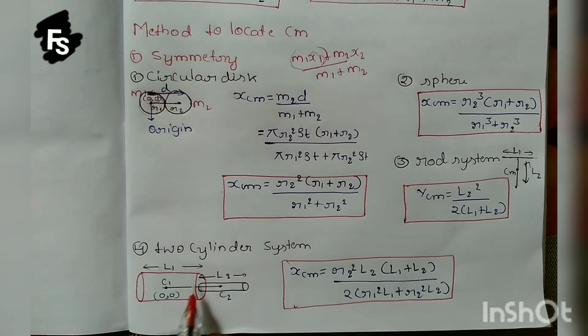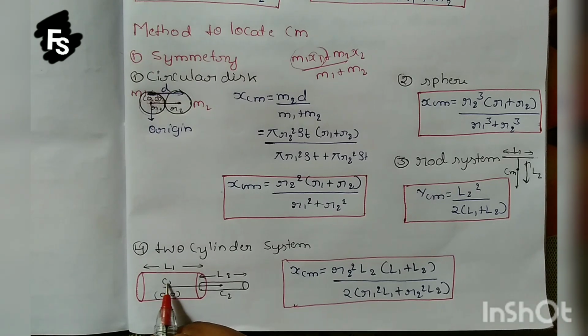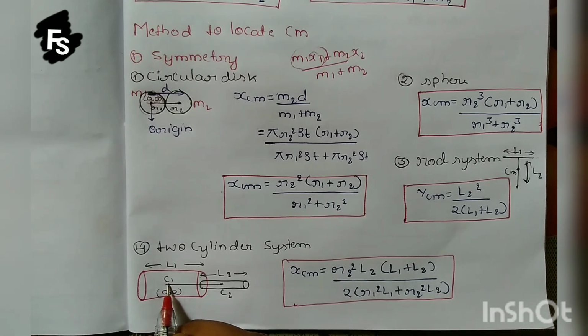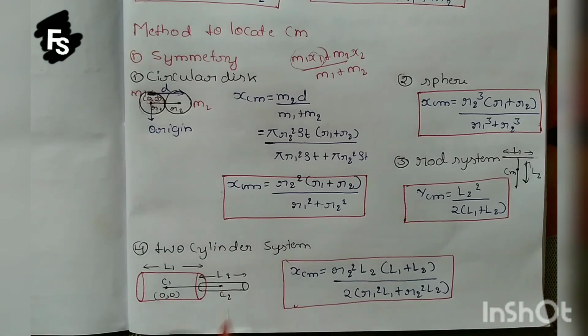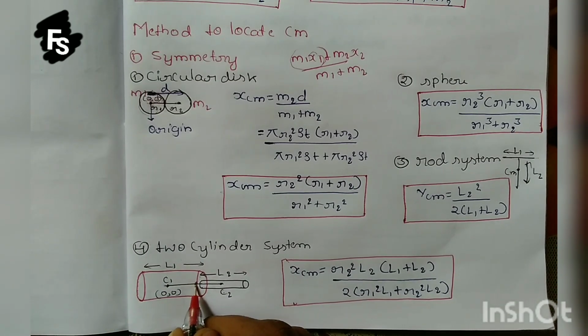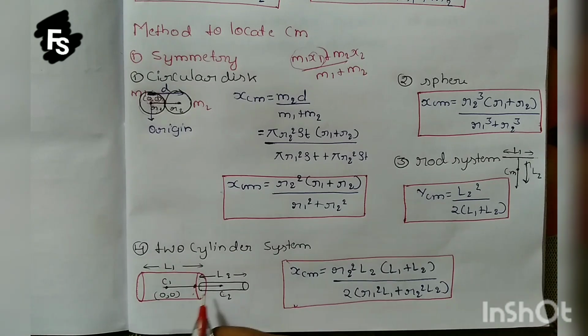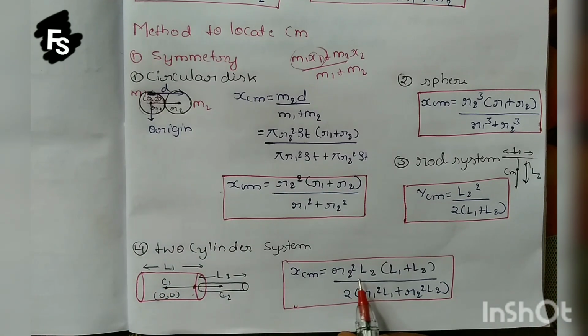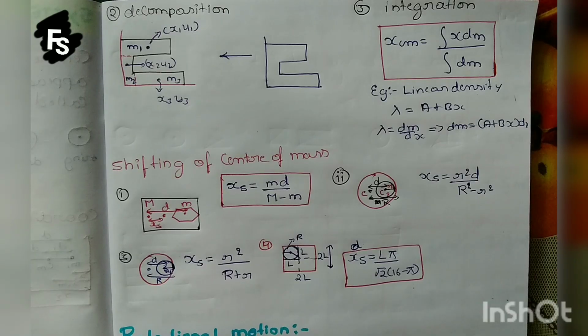Next, two cylinder system. See here, one cylinder is like this and another small cylinder is joined like this. How to locate this center of mass? See here, this is C1 and this is C2. But how to locate this system's center of mass? Here, it will come as here. So by doing like this only, we can get xm is equal to r2 square L2 into L1 plus L2 by 2 into r1 square L1 plus r2 square L2.